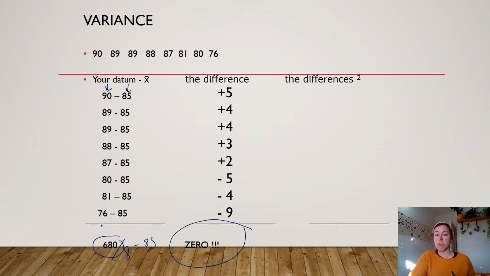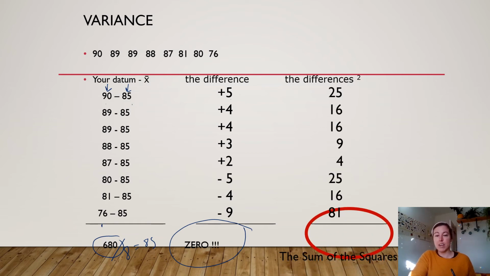So what we're going to do is we're going to square all these to get rid of those negative numbers. 5 times 5 is 25. 4 times 4 is 16. Negative 9 times negative 9 is 81. Negative 5 times negative 5 is 25. So these are all positive numbers. Once we get these positive numbers, we're going to add them up because that's what the variance is, right?